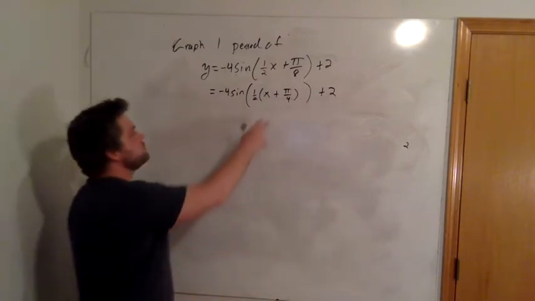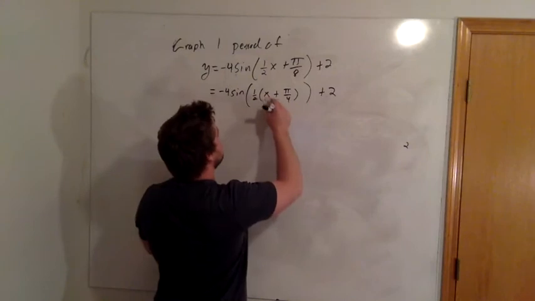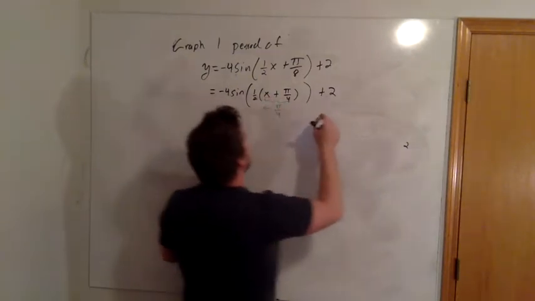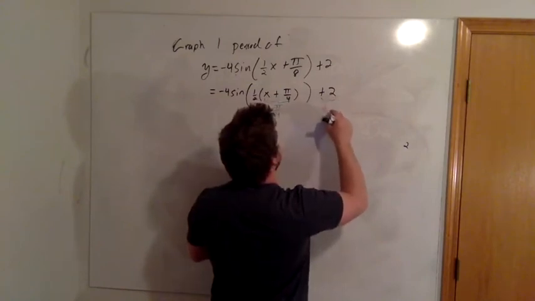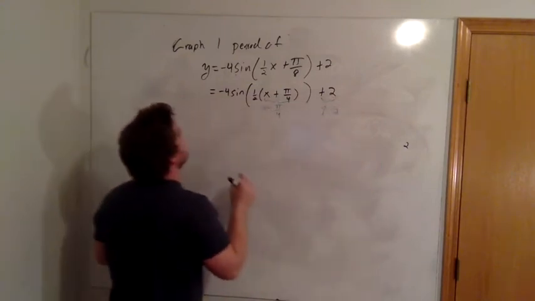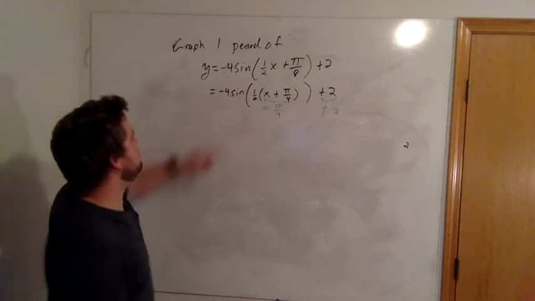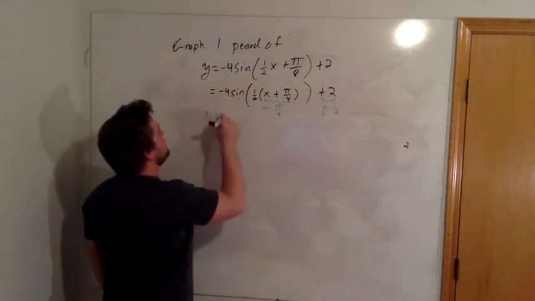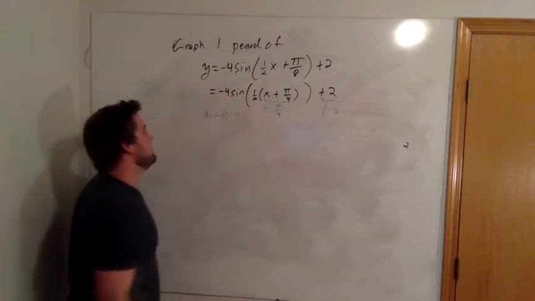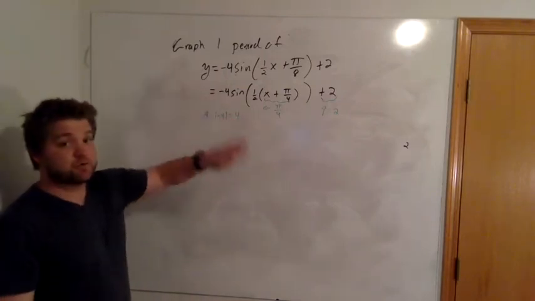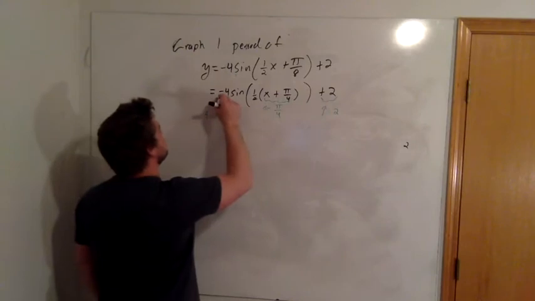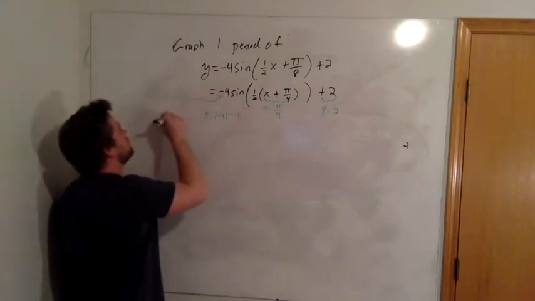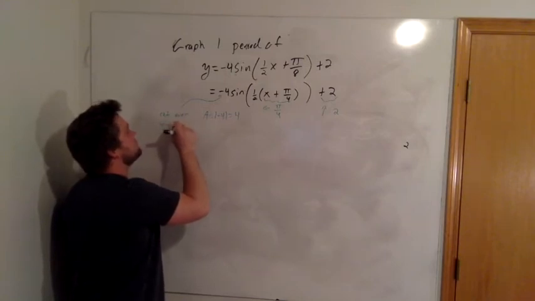So what we have here is a shift left. So this is a left shift by pi over 4. This right here is an up shift by 2. Okay, this is telling me my amplitude. So my amplitude will be the absolute value of -4, so that'll be 4. The negative tells me I have a reflection over the x-axis.